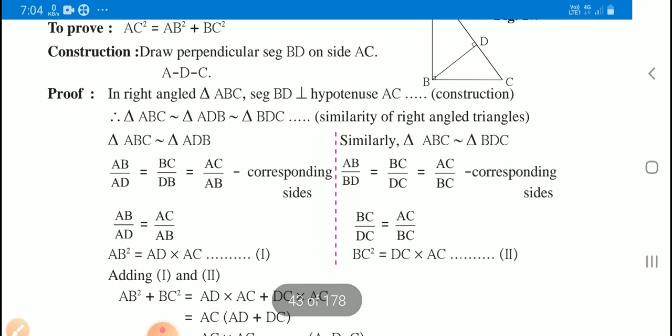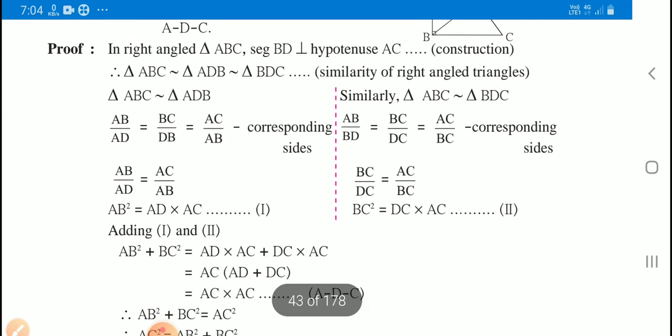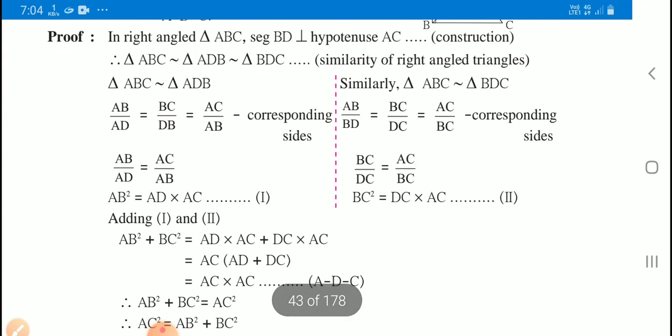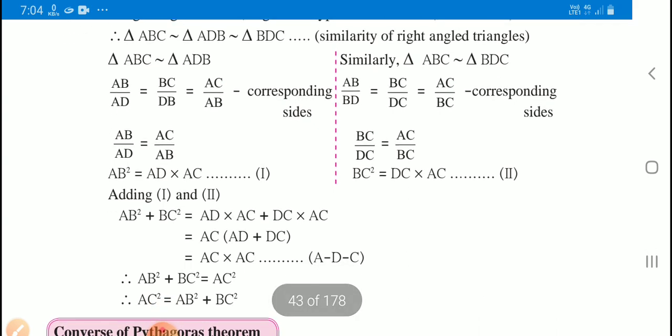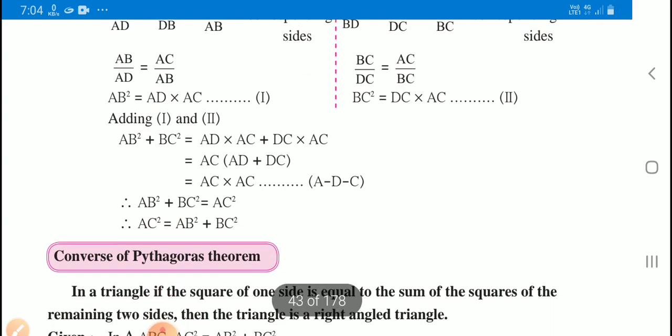Similarly, if triangle ABC is similar with triangle BDC, then you can write the corresponding sides: AB upon BD is equal to BC upon DC is equal to AC upon BC. Here we will consider BC upon DC is equal to AC upon BC. That is, by cross multiplication BC square is equal to DC into AC. If you add the first and second equation, what will you get?